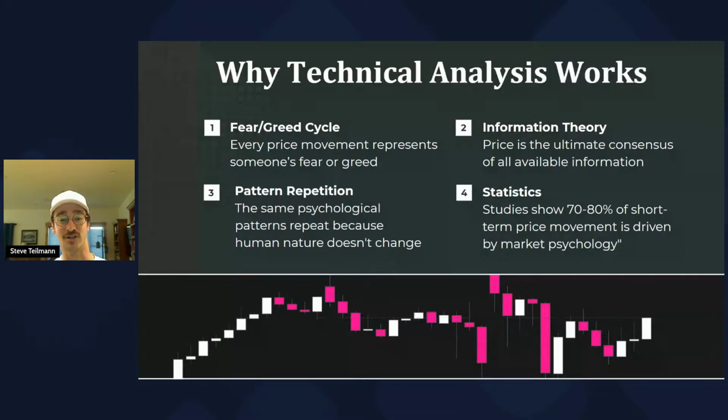So I want to talk about information theory a little bit, and that is that price is the ultimate consensus of all available information. Like I said, we are crowdsourcing all of this fundamental data from all these investment firms, all the trade desks at JPM and Goldman Sachs, and we're cutting out the middlemen. We're saying, hey, if they're bullish, it'll show on the charts. If they're bearish, it'll show on the charts. So because of that, I think technical analysis is kind of the holy grail in terms of what you should be focusing your time on for trading.